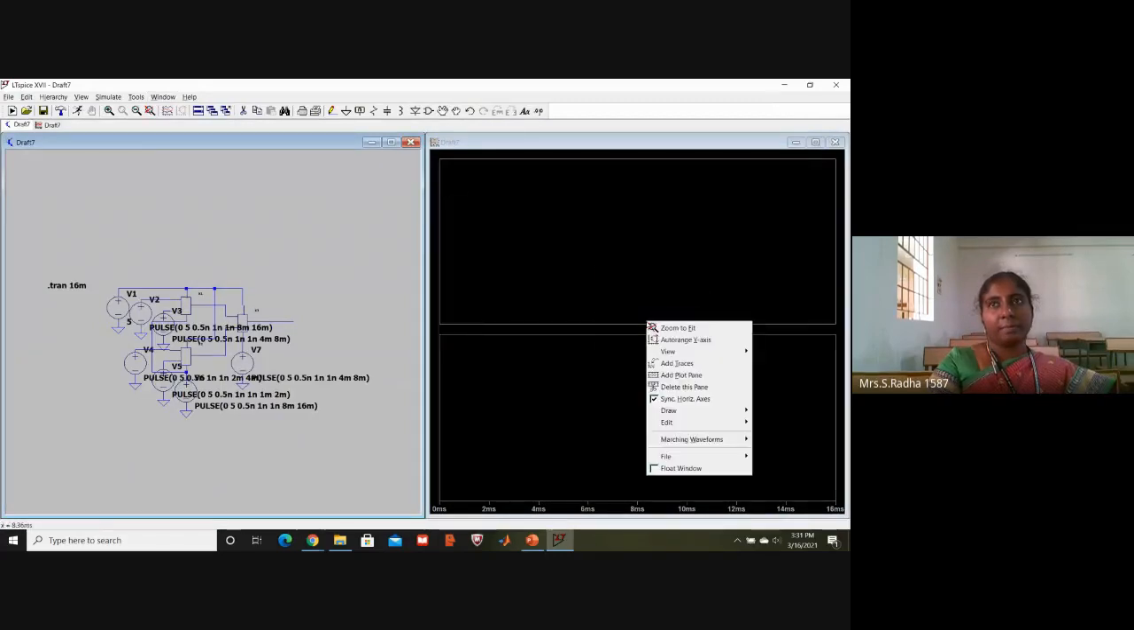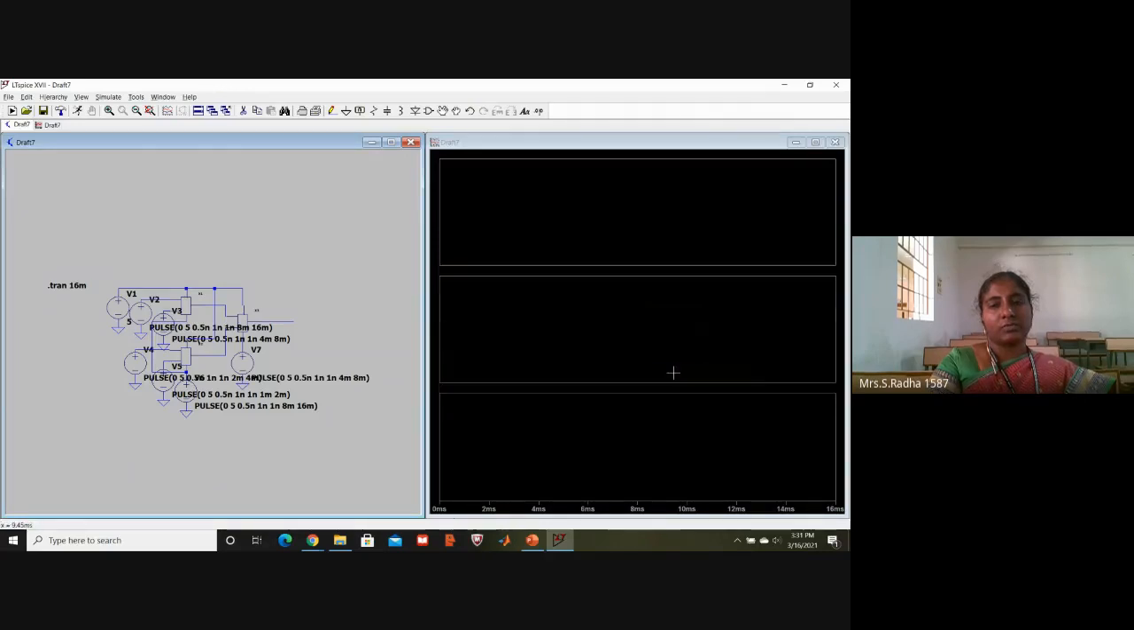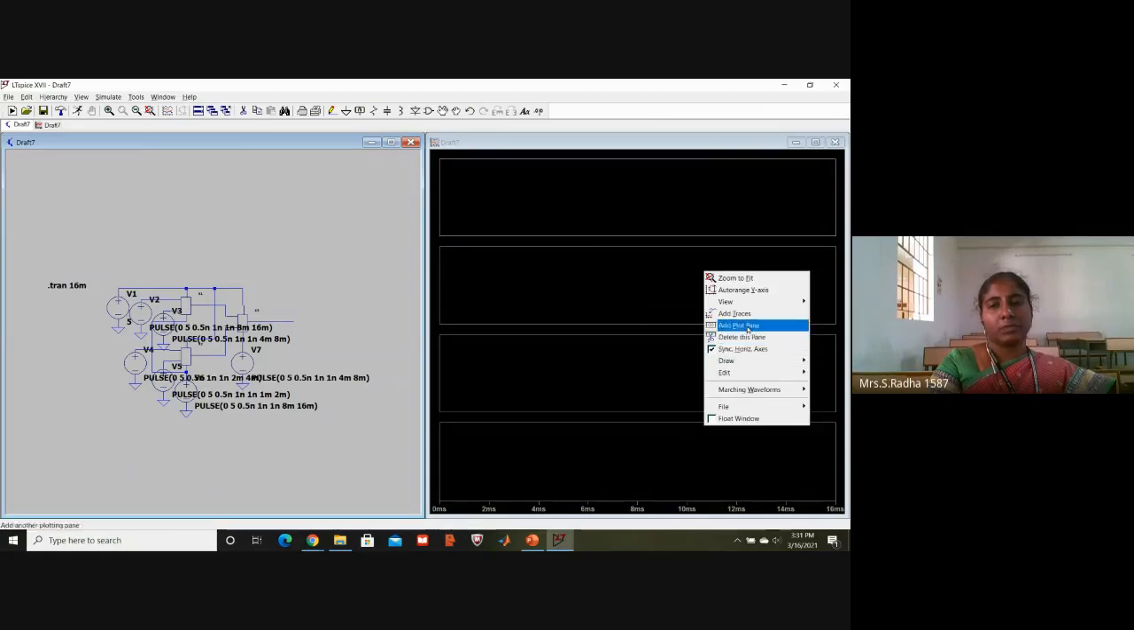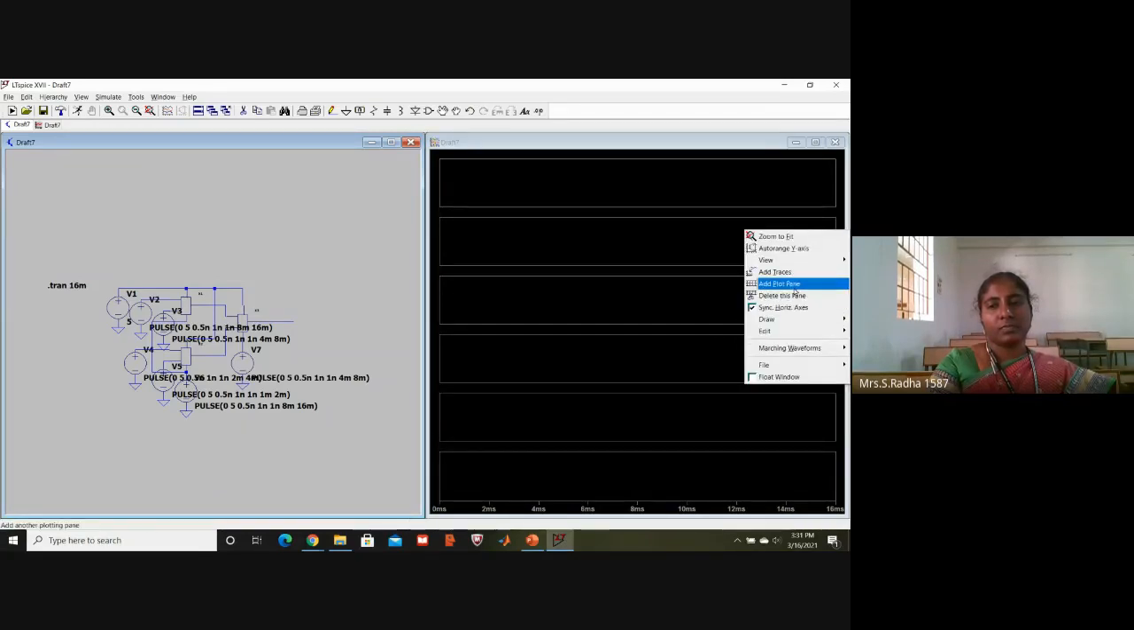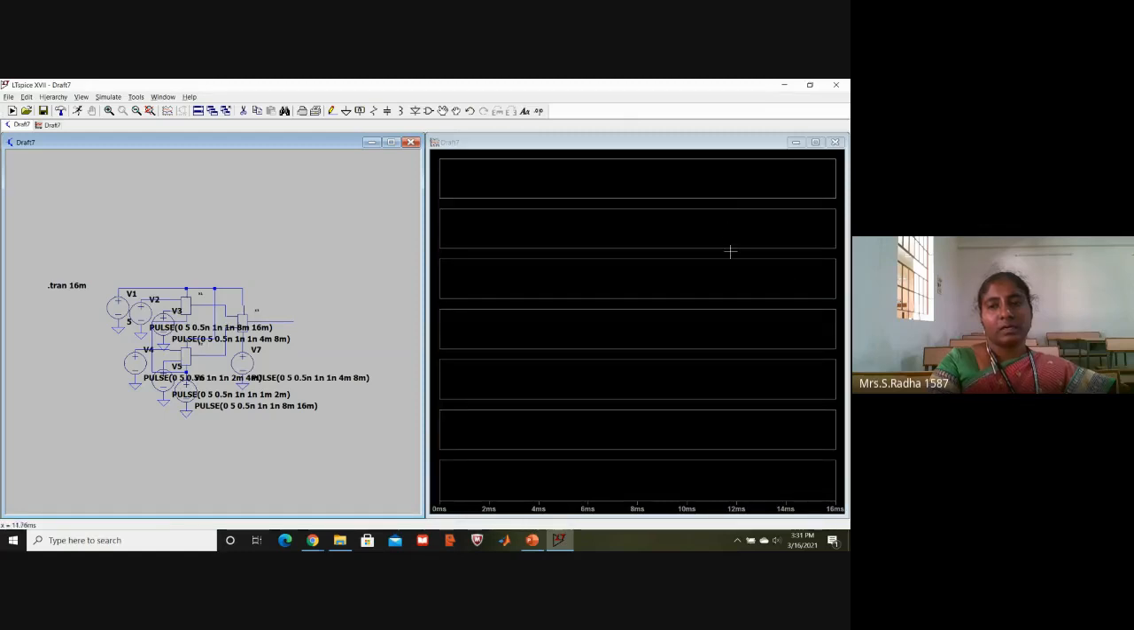I will be having 2 selection lines, then 4 inputs and 1 output. Okay, 2 selection lines, 4 inputs and 1 output.